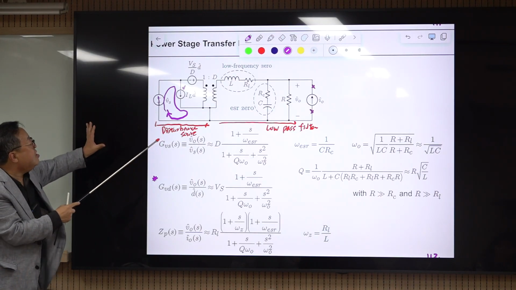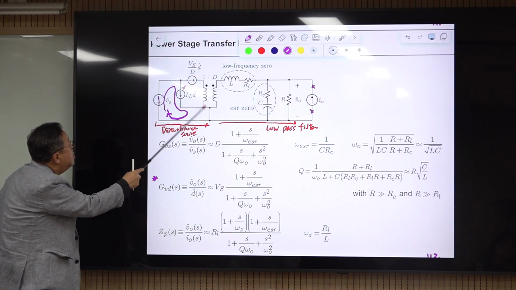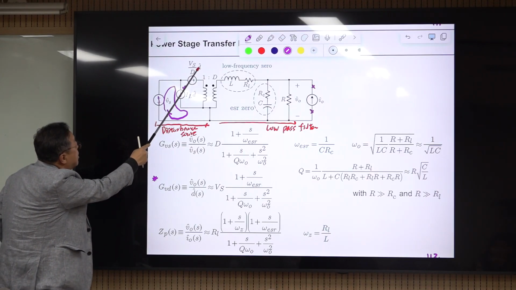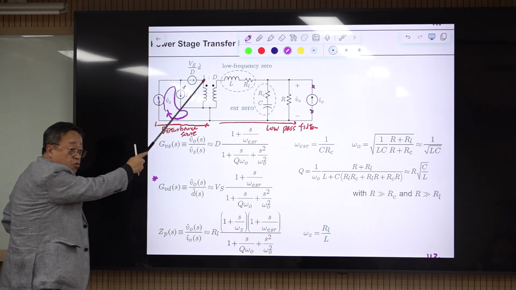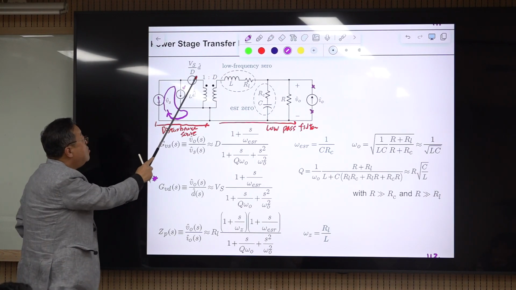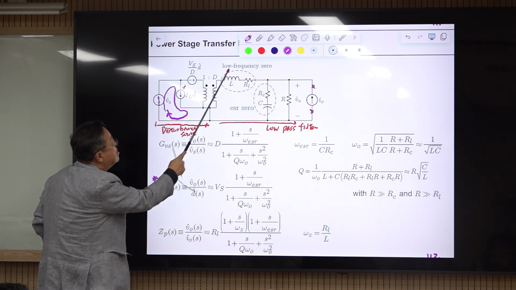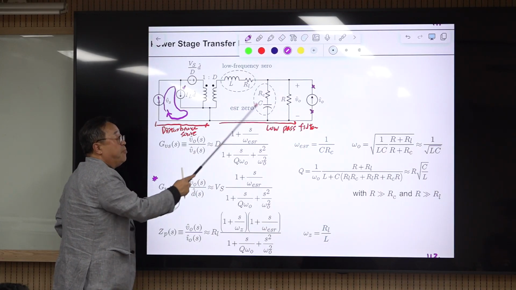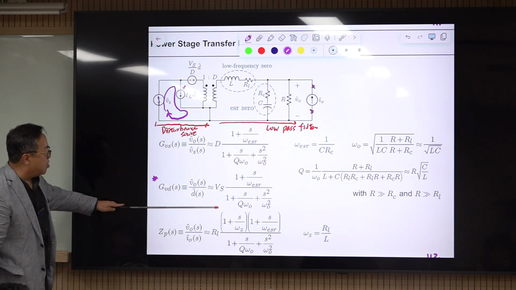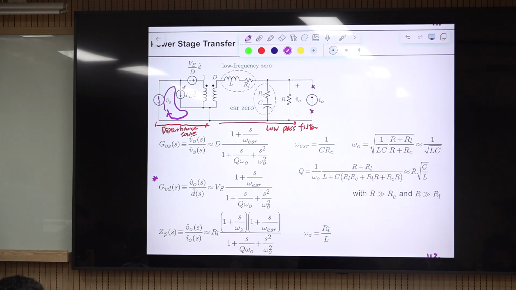So this is nothing. It's not affecting anything. And this is shorted. Then this VSD. Then D is cancelled with D because of the 1:D ideal transformer. So VS is coming here, and VS appeared here by this voltage division. That is shown here. Okay, so this is VS. So this gain is VS, obvious.